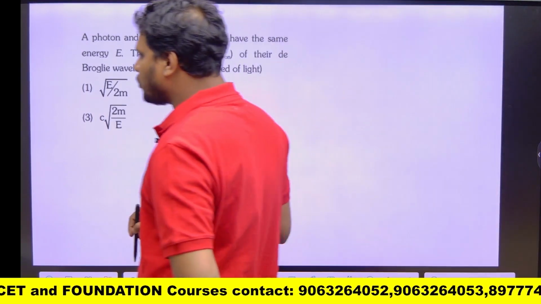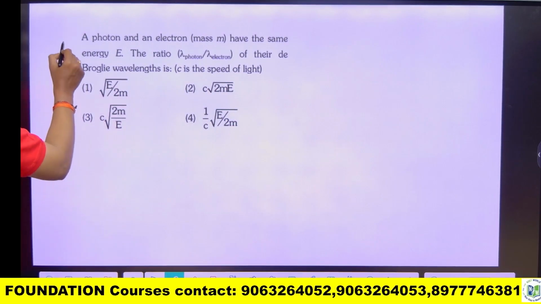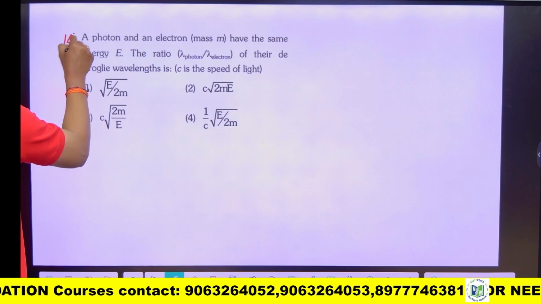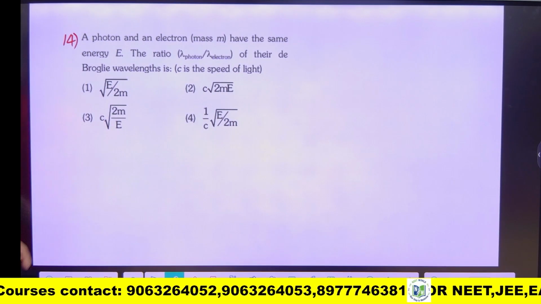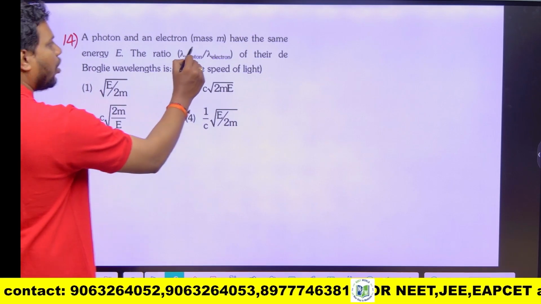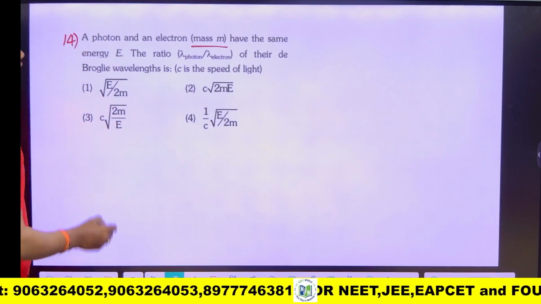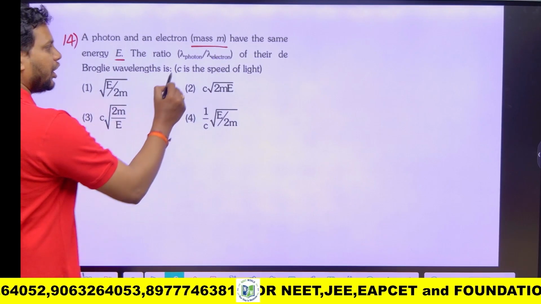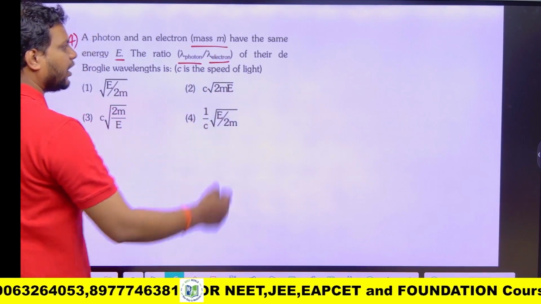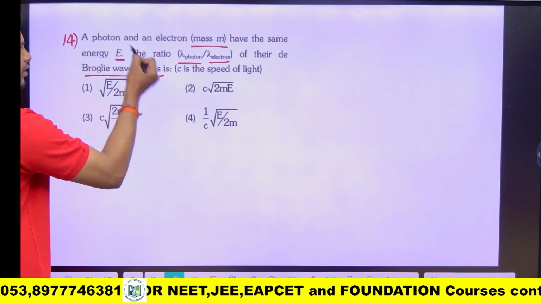Yeah, this is also a problem from modern physics, from dual nature of radiation. Question number 14. A photon and an electron of mass m have the same energy. The ratio of lambda photon to lambda electron, under de Broglie wavelength, is?